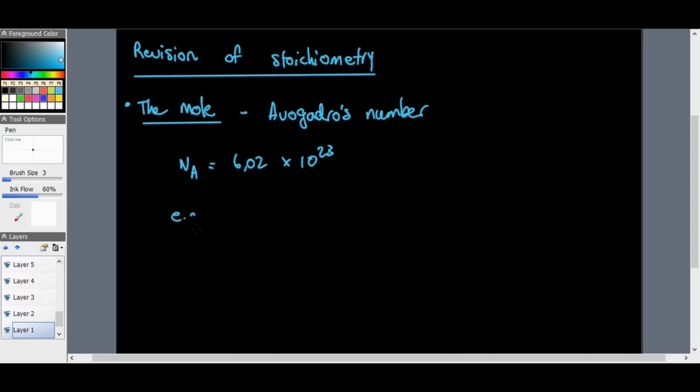Again, take an example. 1 mole of water, H2O, will contain 6,02 times 10 to the power of 23 H2O molecules. That's what it contains. That's Avogadro's number.